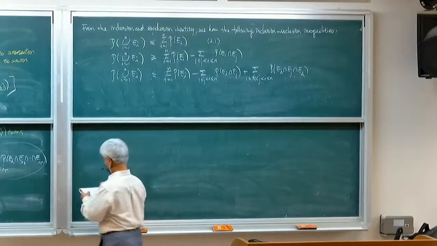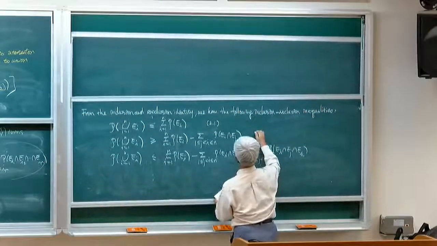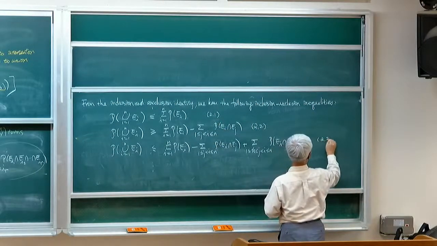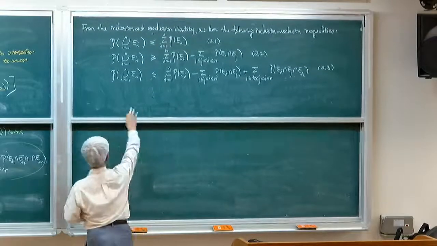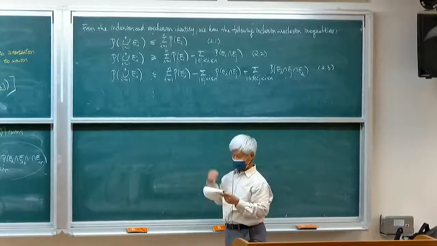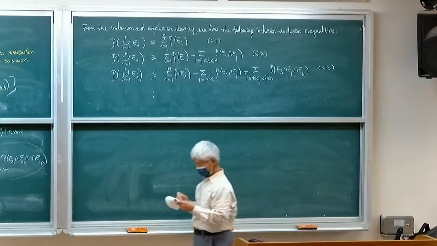Okay? Now we prove, oh, sorry. This is 2.2. This is 4.3. All right. So we will prove the first 3 and leave the rest for you. Okay.